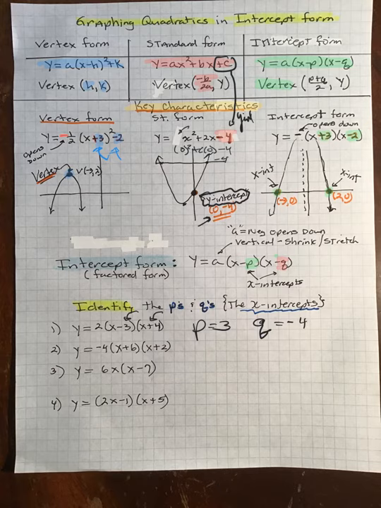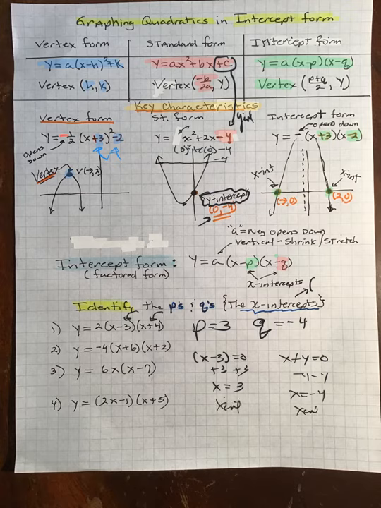And the reason why is because when you're looking for an x-intercept, if you set the factors equal to 0 and use algebra to solve, you're going to get the x-intercept. So if you set these factors equal to 0, then you can find the x-intercepts.